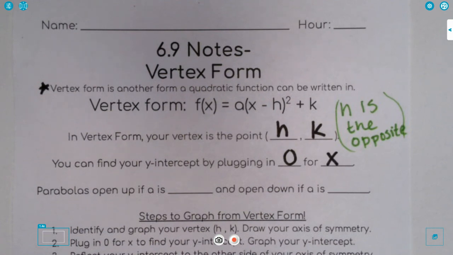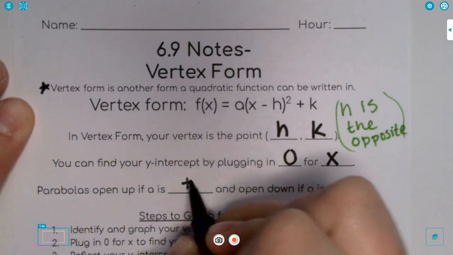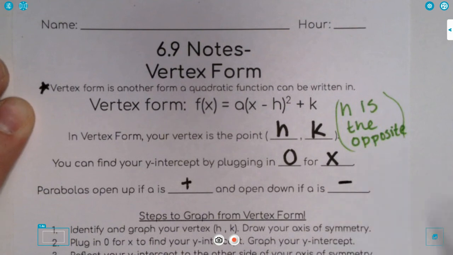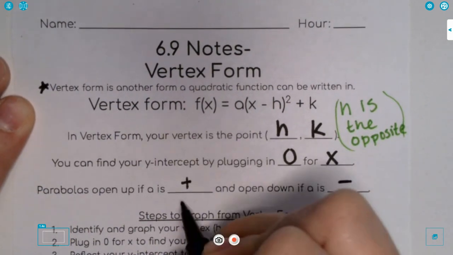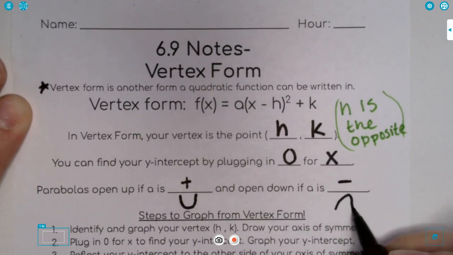Okay, so you're going to plug in 0 for x and solve that. And then the one other thing: all the parabolas we've seen have opened up. Sometimes parabolas open up, sometimes they open down. For this section, parabolas open up if a is positive, and they open down if a is negative. So by open up, we mean they look like this, and by open down, we mean they look like this.